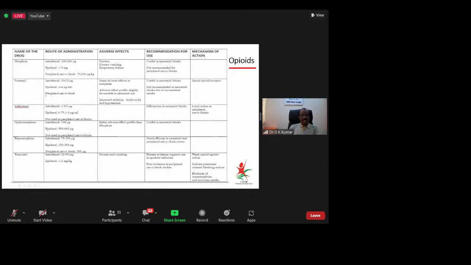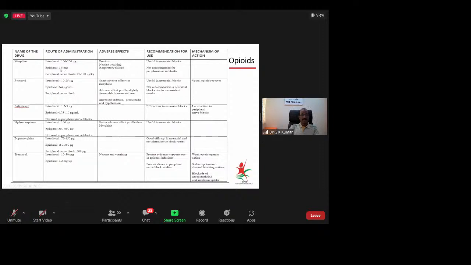Of course, opioids can also be used intrathecally along with the local anesthetic to support a longer duration of action. The choice will be morphine, but it has a lot of side effects, especially delayed respiratory depression, which we have to keep in mind.